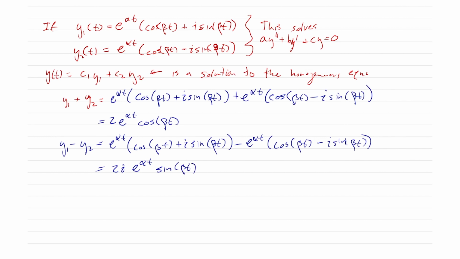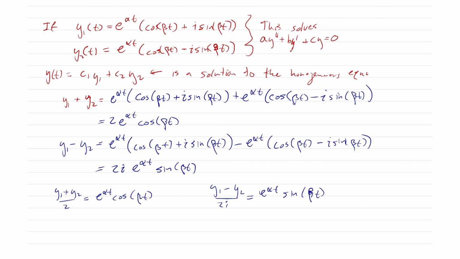Okay, and so then that tells me that y1 plus y2 divided by 2 is equal to e to the alpha t cosine of beta t. And then I have y1 minus y2 divided by 2i is equal to e to the alpha t sine of beta t.